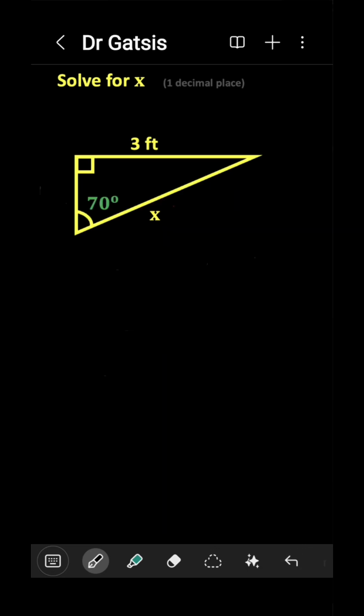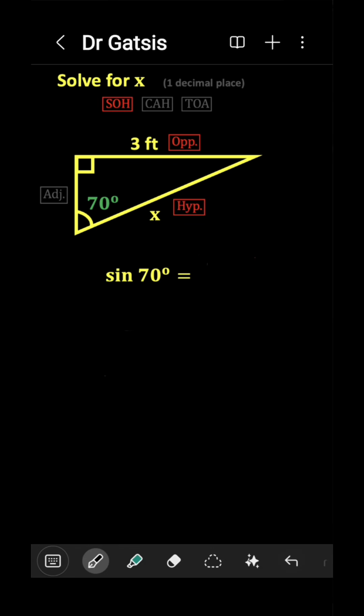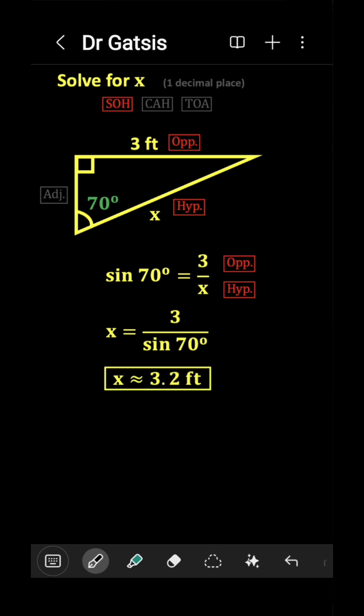We have a right-angled triangle in which another angle is given and we want to solve for a side. Let's label the triangle using the 70-degree angle as a reference. Notice that I've highlighted the opposite and the hypotenuse, like the previous example, so in this case, we would use the sine of 70 degrees, since sine is opposite over hypotenuse. Let's put the quantities in. In this case, the variable is in the denominator. In contrast to the previous example, we would divide here 3 by sine 70 degrees. Using the calculator, we obtain an answer of 3.2 feet, rounded to one decimal place.